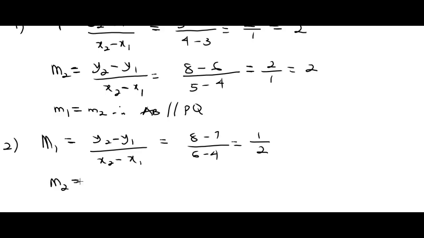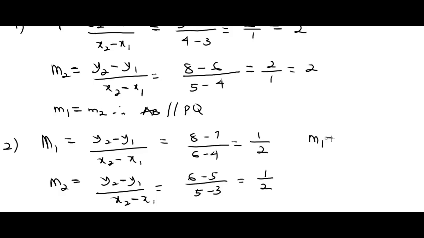So let's find the slope of the second line, that's PQ, and compare. So for PQ, we have 6 minus 5 over 5 minus 3. 6 minus 5 is 1, 5 minus 3 is 2. So we can see that M1 is equal to M2. So AB is parallel to PQ.